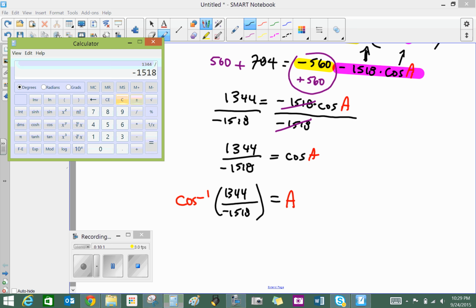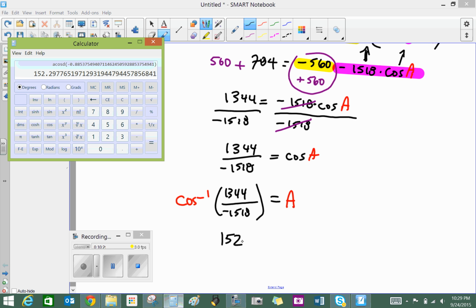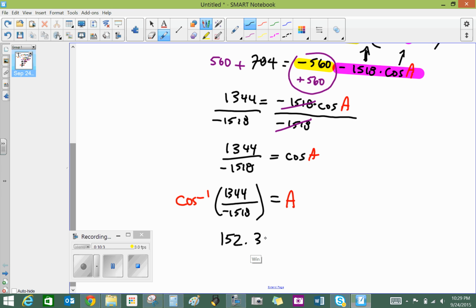There it is. I'm going to hit equals because this massive decimal. And then I'm going to use my shift or my inverse and go for inverse cosine. And I end up with 152 decimal 3. That's approximate as the value of the missing angle A.